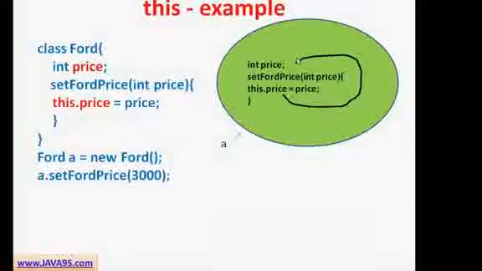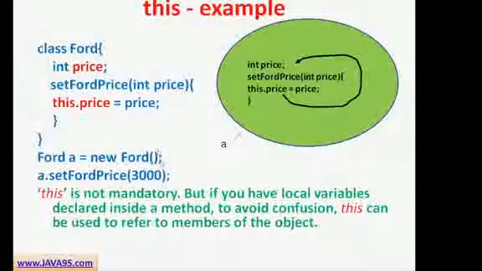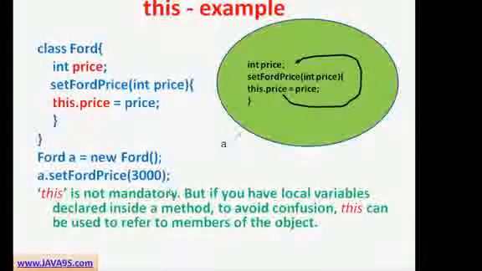So this is not mandatory all the time, but if you have local variables declared inside a method, to avoid confusion, this can be used to refer to members of the object.